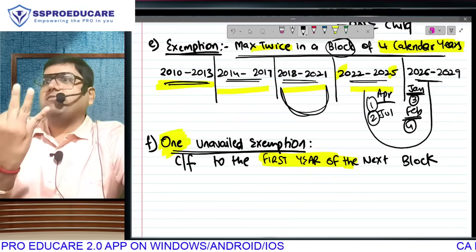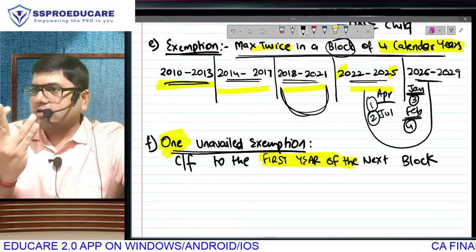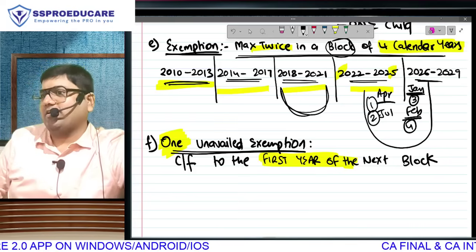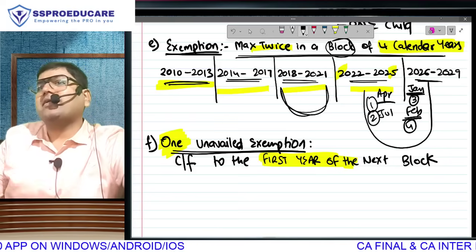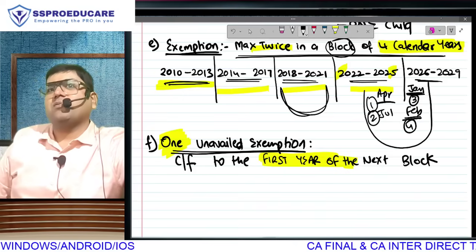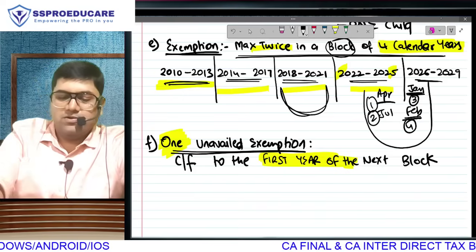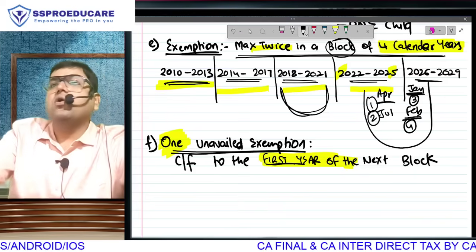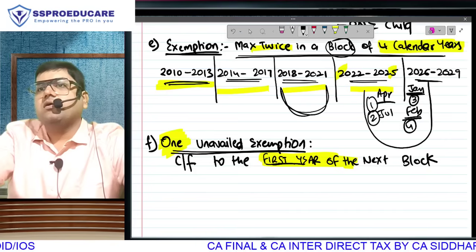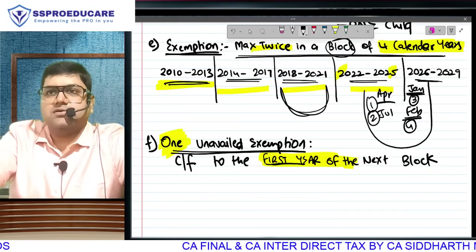In the next block there will be total 3, 2 of the current block and 1 brought forward, but that brought forward has to be taken in the first calendar year. The remaining 2 you can take at any time during the block. The own ones you can take at any time during the block, but the brought forward has to be taken in the first year of the next block. So two things, only one can be carried forward and has to be utilized in the first year of the next block. These two things will make it very, very clear.